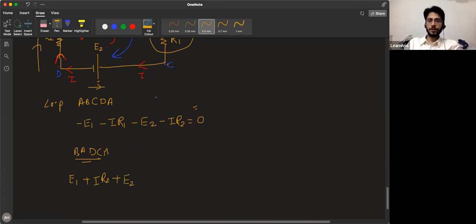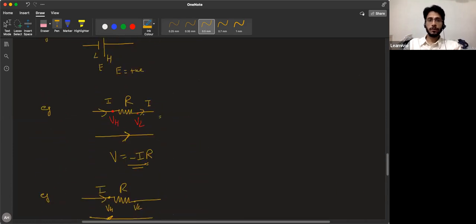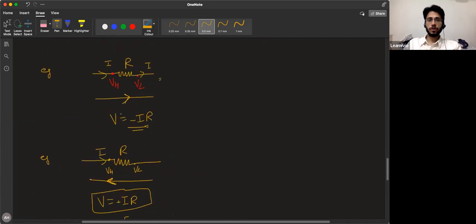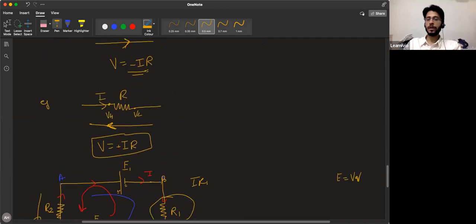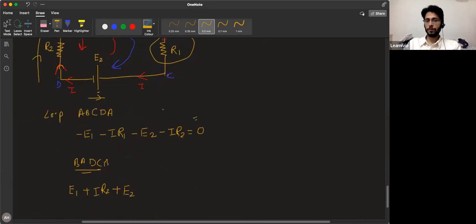Okay, Nabil, just tell me this thing. You're going from C to D. Are you going in the direction of current or opposite to the direction of current? Opposite direction. So will the voltage across the resistor be positive or negative? Negative. Just look at this thing. See here, you're going in a direction opposite to that of current. Current is rightwards, you're going to the left-hand side. Voltage was positive or negative? Positive. So here it should be positive.